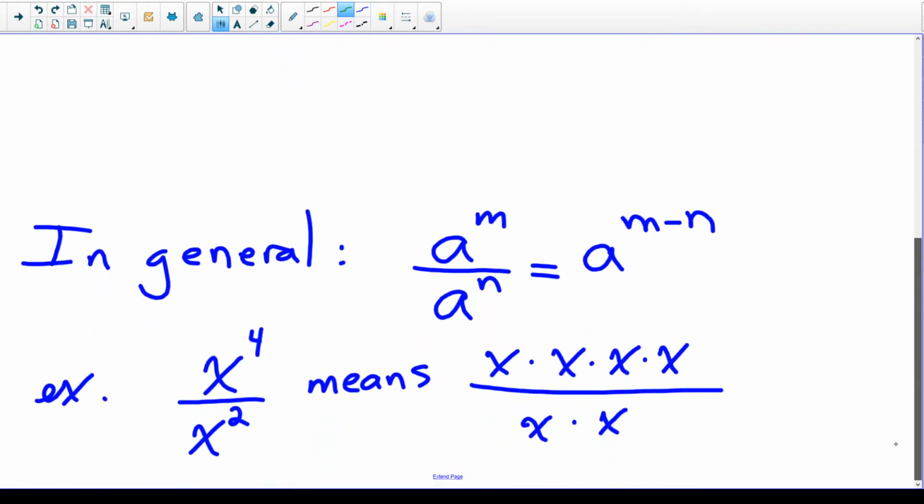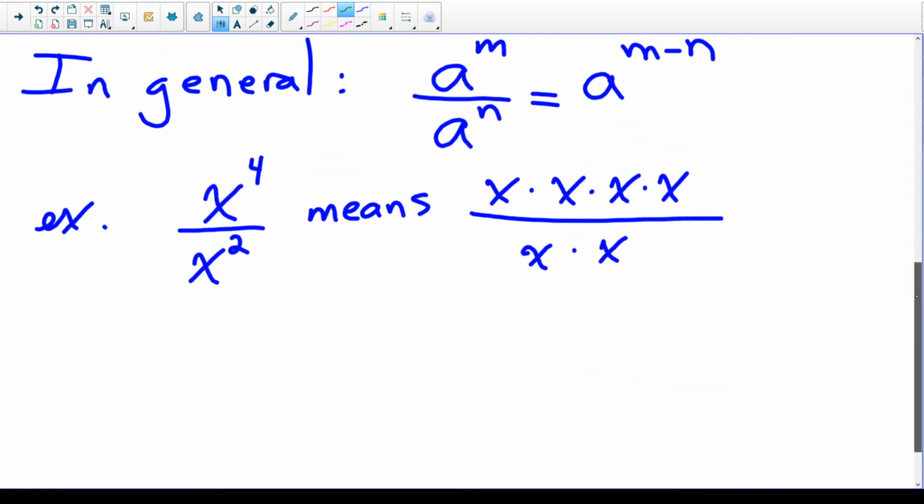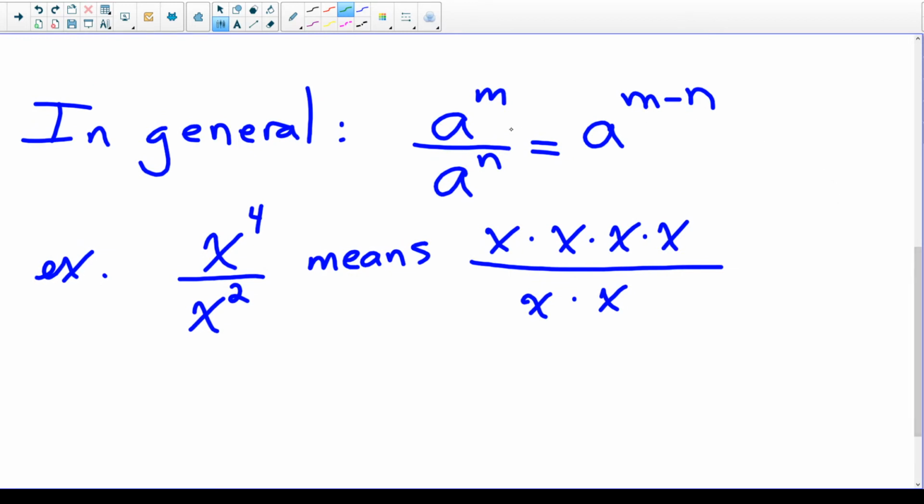So here's the rule in general for the quotient rule, or the division rule, for exponents. You've probably seen it like this. This was usually discussed in grade 9 and 10. So a to the m divided by a to the n is equal to a to the m minus n. But I've come into situations where students misunderstand this and think that a division is suddenly becoming a subtraction. That is not what's happening.